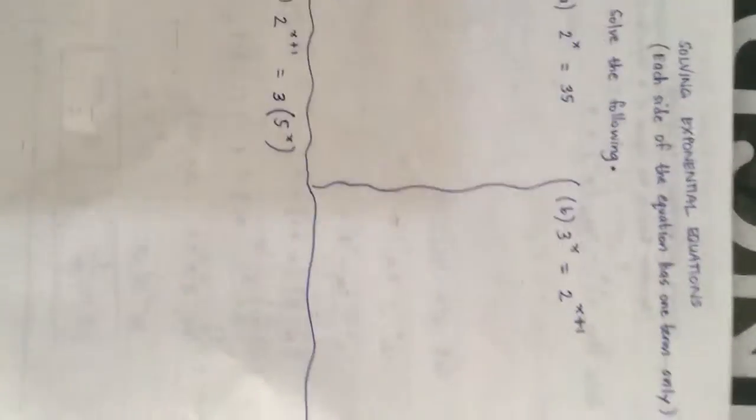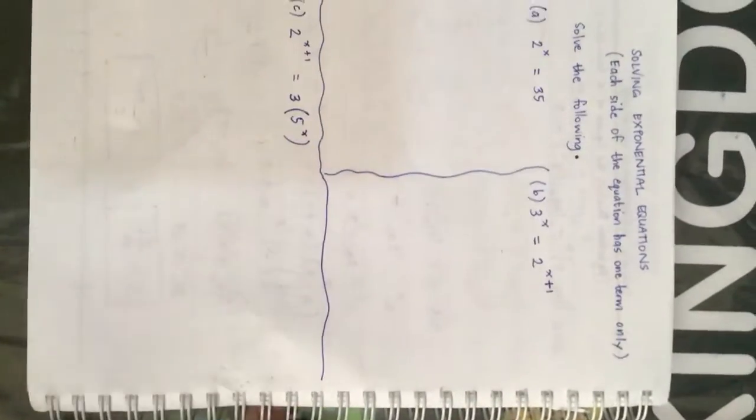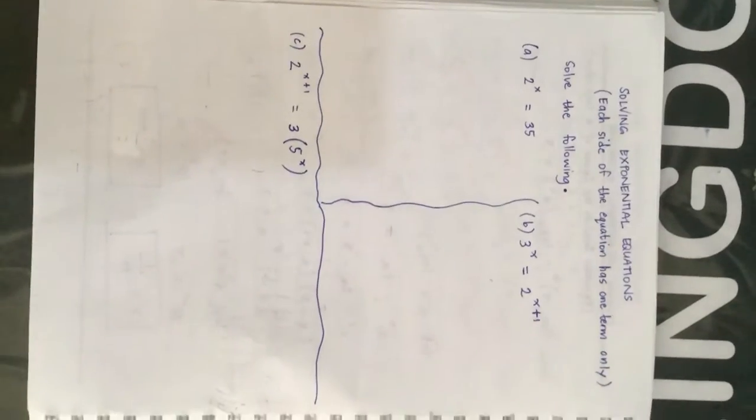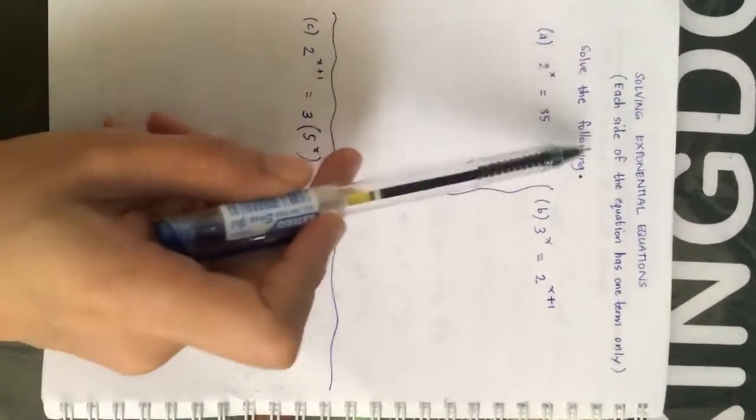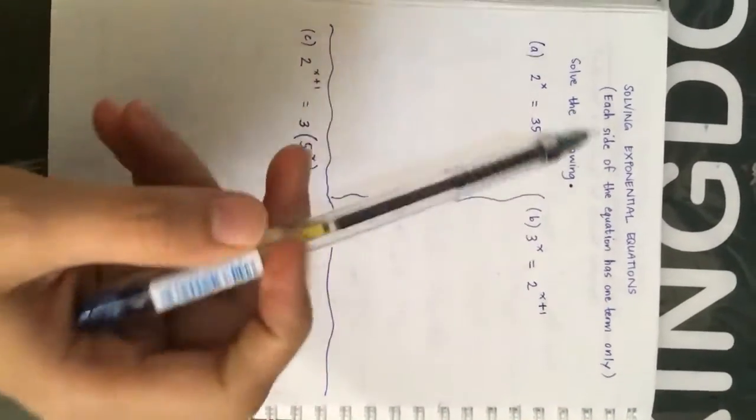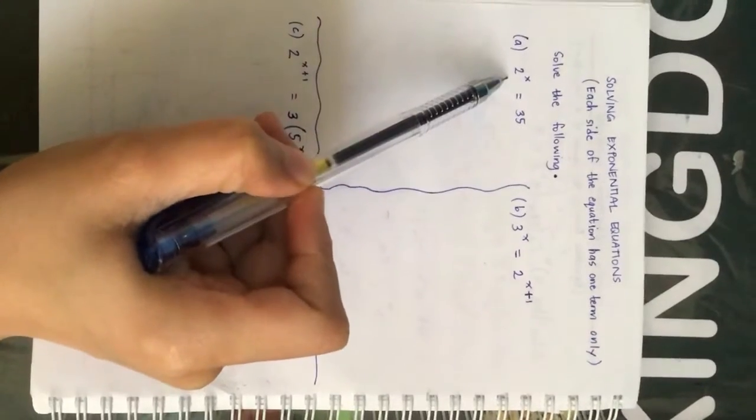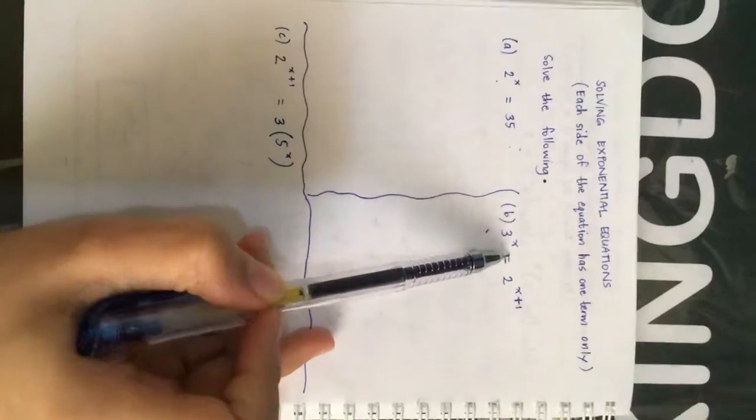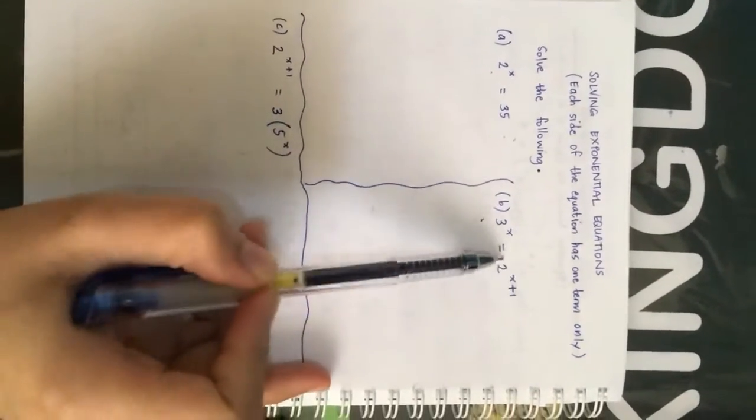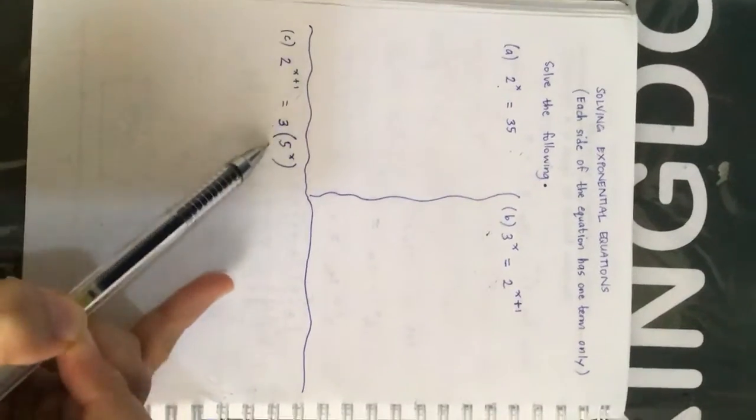Now we will be solving exponential equations, and for this video we will be solving 3 exponential equations where each side has one term only. Each side of the equation has one term only. So in A, we only have one term on the left, one term on the right. Same with part B. So this is one term, this is one term. One term and one term.